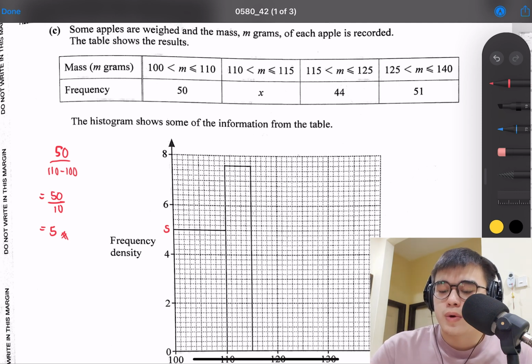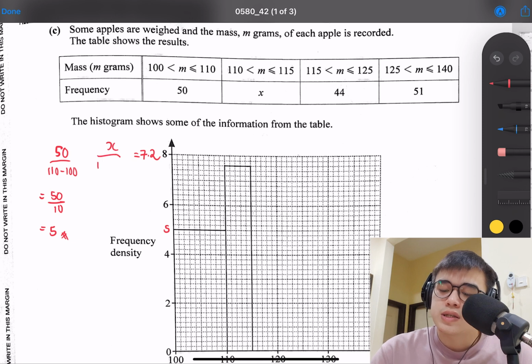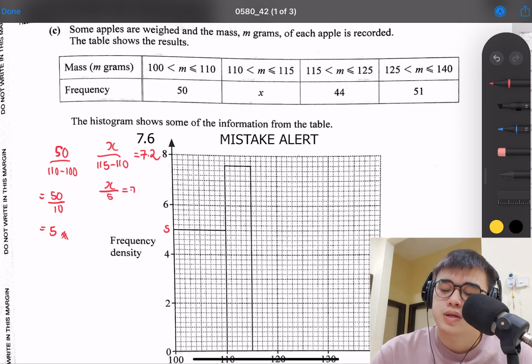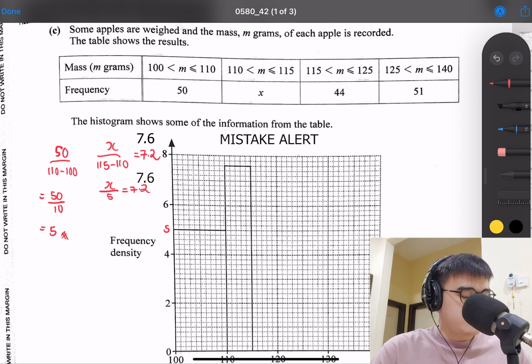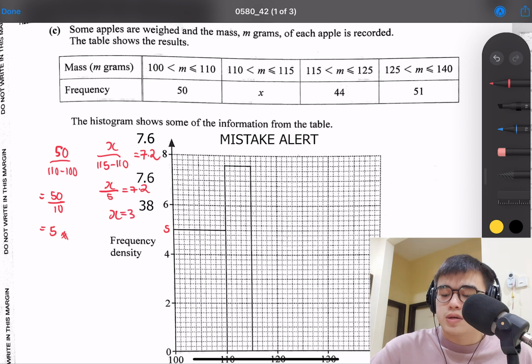So we got our 7.2 over here. Okay, this is for us to calculate our x. So the class interval for that will be 115 minus 110, which is 5 at the denominator. So 7.2 times 5, you should be getting your answer as 36. So that's how you trace our x value here. So this is actually for your part 1's answer.